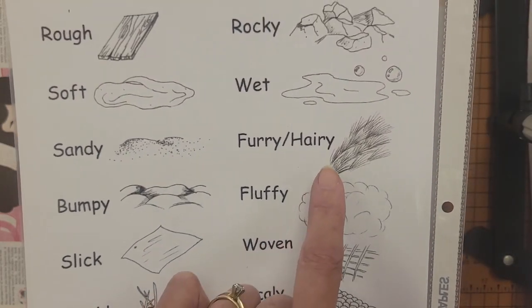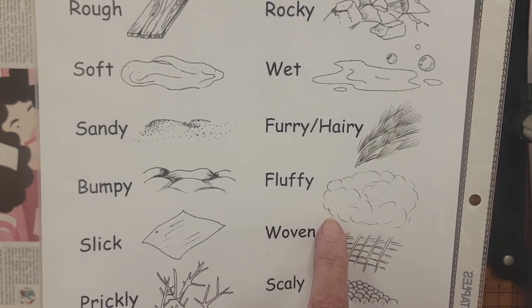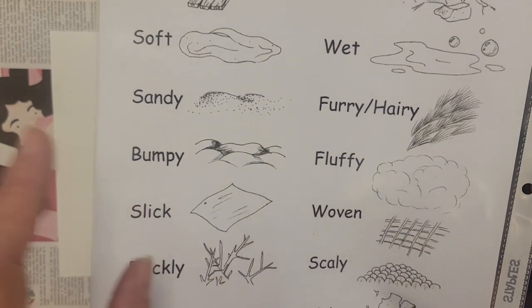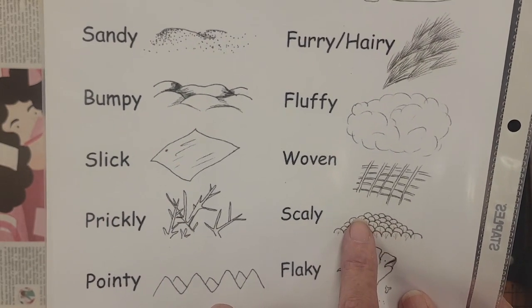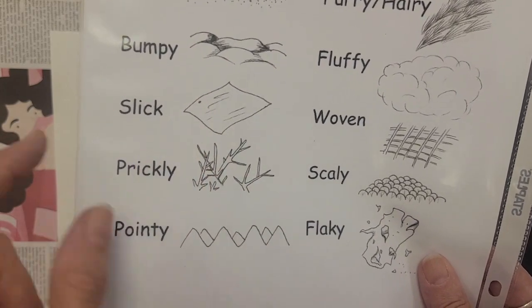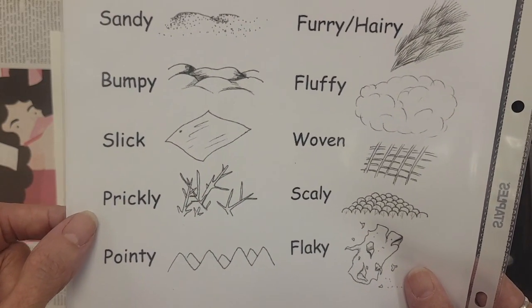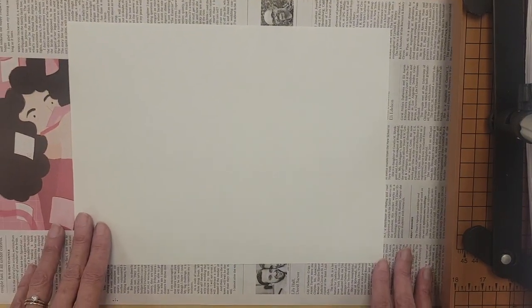Do you have parts of your animal that look furry or hairy or fluffy or bumpy? Does your animal have scales? Does it have sharp pointy teeth or parts that are sharp and prickly? All of those are different textures that we could experiment with.